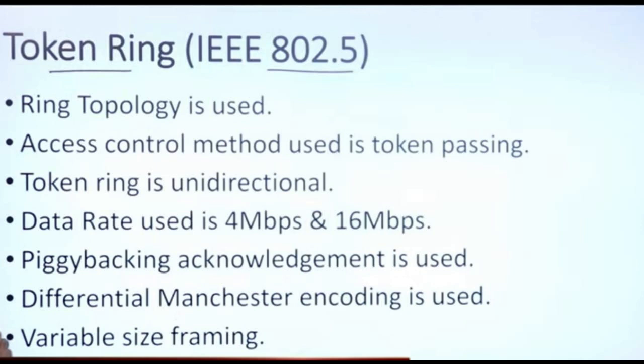It is unidirectional. The token moves in only one direction, which may be clockwise or anti-clockwise. Bandwidth used is 4 Mbps and 16 Mbps. We send acknowledgement along with the data. Differential Manchester encoding is used. Frame size is static or variable. Monitor stations are used because if some frame is corrupted in the ring, it simply makes traffic, so the monitor removes the corrupt frame.